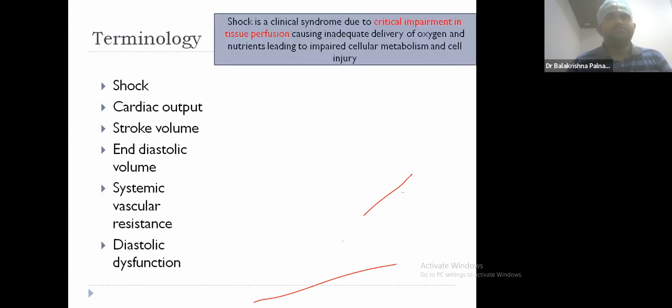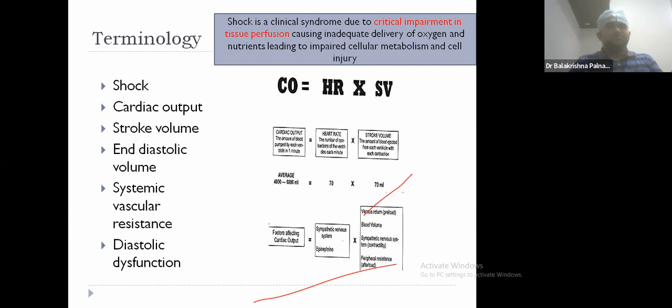So what is the terminology which you come across normally? You'll be hearing shock, stroke volume, systemic vascular resistance, peripheral vascular resistance, end diastolic volume. I'll just simplify things for you. Basically, shock is a clinical syndrome due to impairment in tissue perfusion. When there is impairment in tissue perfusion, obviously there is inadequate delivery of oxygen. So what will happen? Your cellular metabolism will be disrupted and it will lead to cell injury. That will cause lactate and metabolic acidosis.